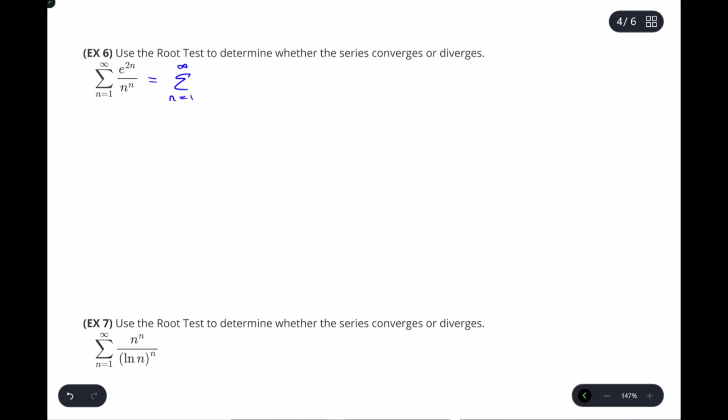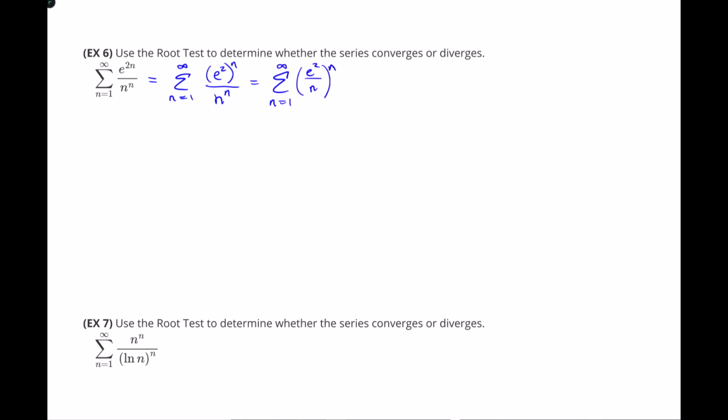Because e to the 2n, using rules of exponents, we can write that as e squared to the nth power. Now you can probably see where we're going with this, because there's an nth power on both the numerator and denominator, which means I can write that as a single fraction raised to the nth power. And now the root test is going to very easily apply.